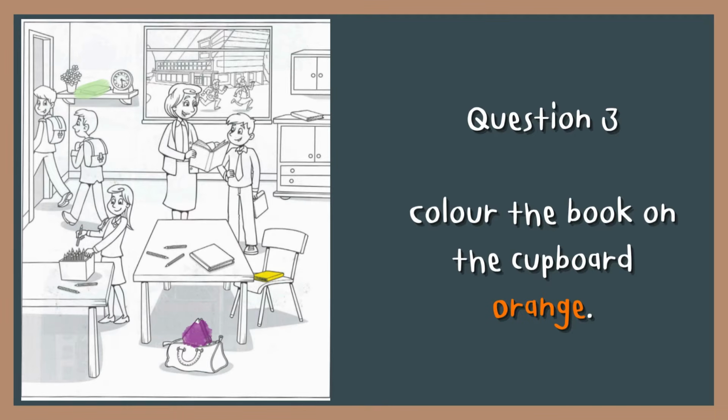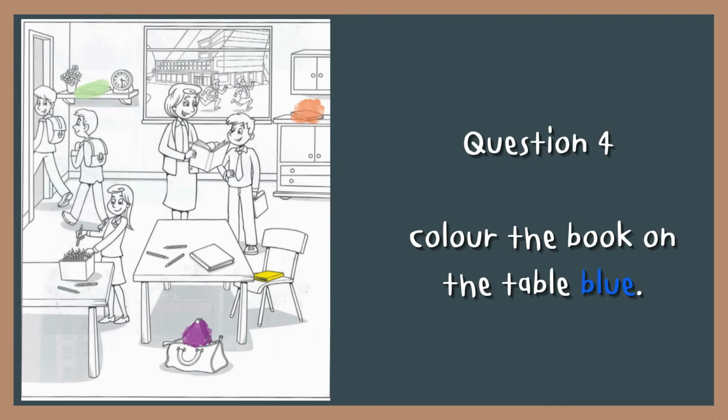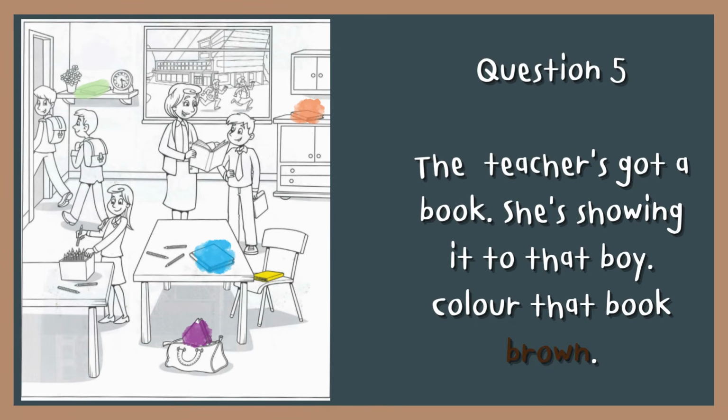Question 3. Color the book on the cupboard orange. Let's find the book on the cupboard. Ta-da! Look, it's orange now. Question 4. Color the book on the table blue. Easy. Find a book on the table. That's only one. Look, the book on the table is blue now.